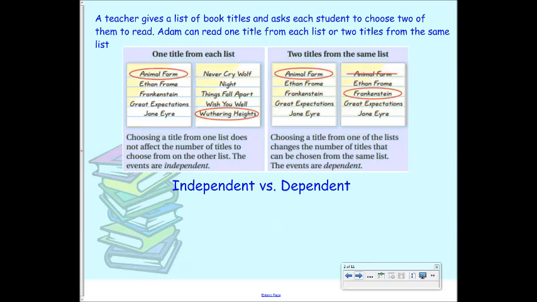Just kidding. Okay. So Adam can read 1 title from each list or 2 titles from the same list.